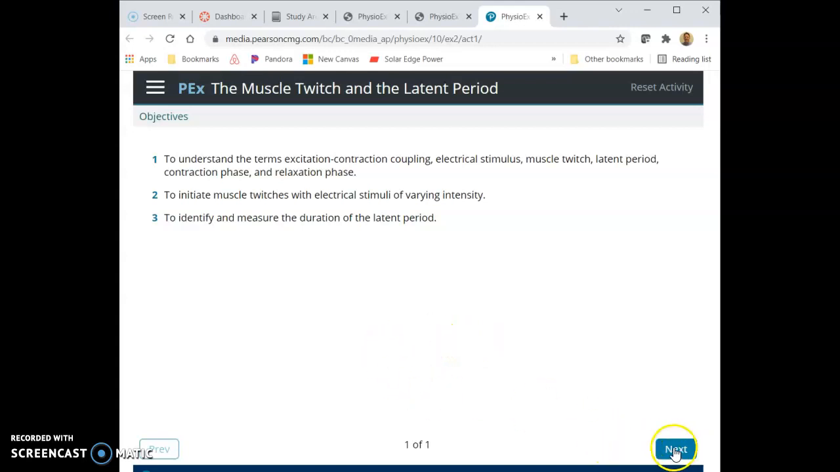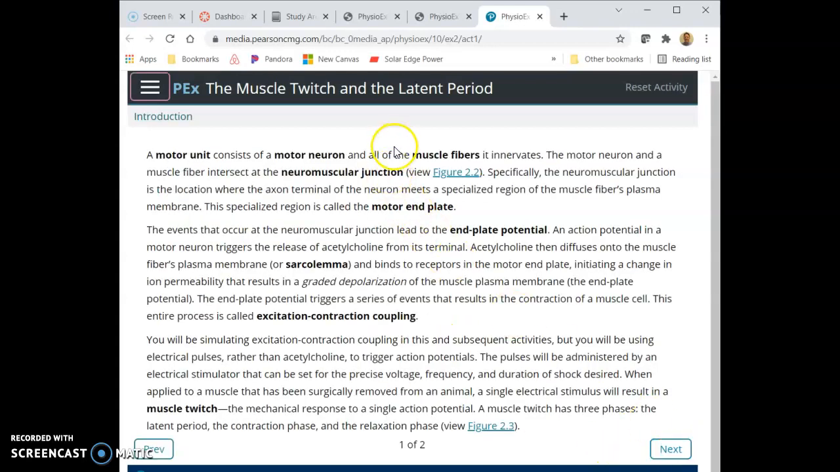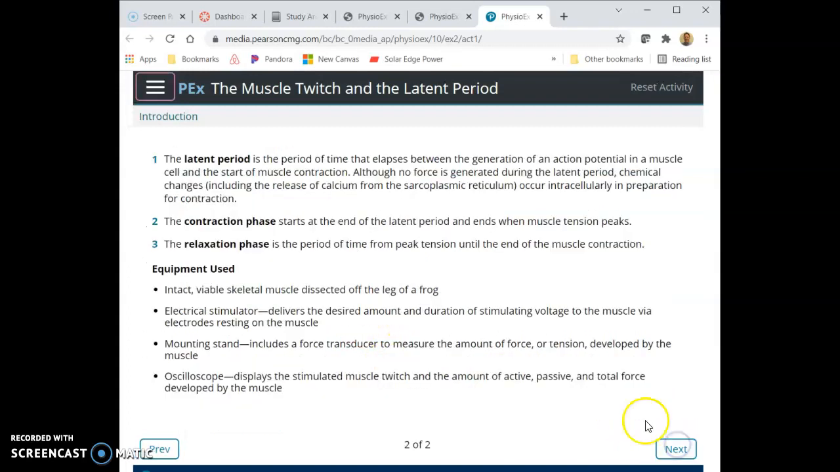So we go next. And then it gives you some of the background. So this is all stuff that's in your lecture, but might be good to read this and kind of understand this a little bit better. It's definitely worth reading. And then here's about the latent period, the time that elapses between the generation of an action potential in a muscle and the start of muscle contraction. So it's a delay for muscles to actually start to contract. And then you go from contraction phase to relaxation phase.